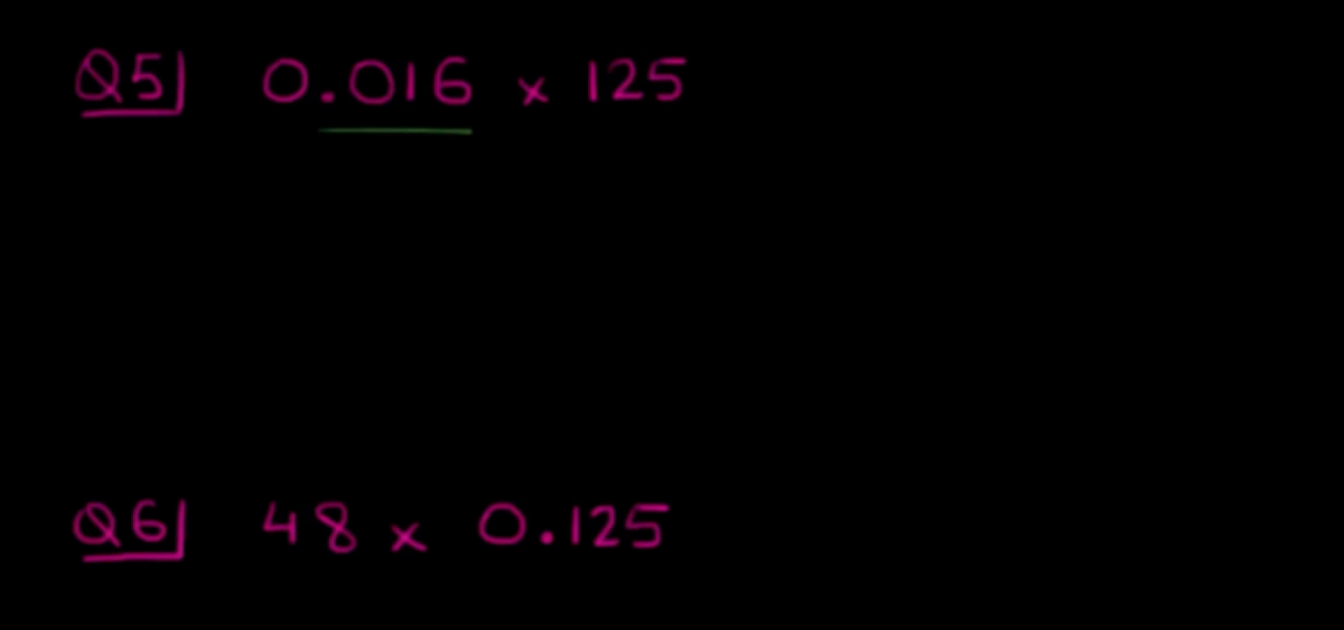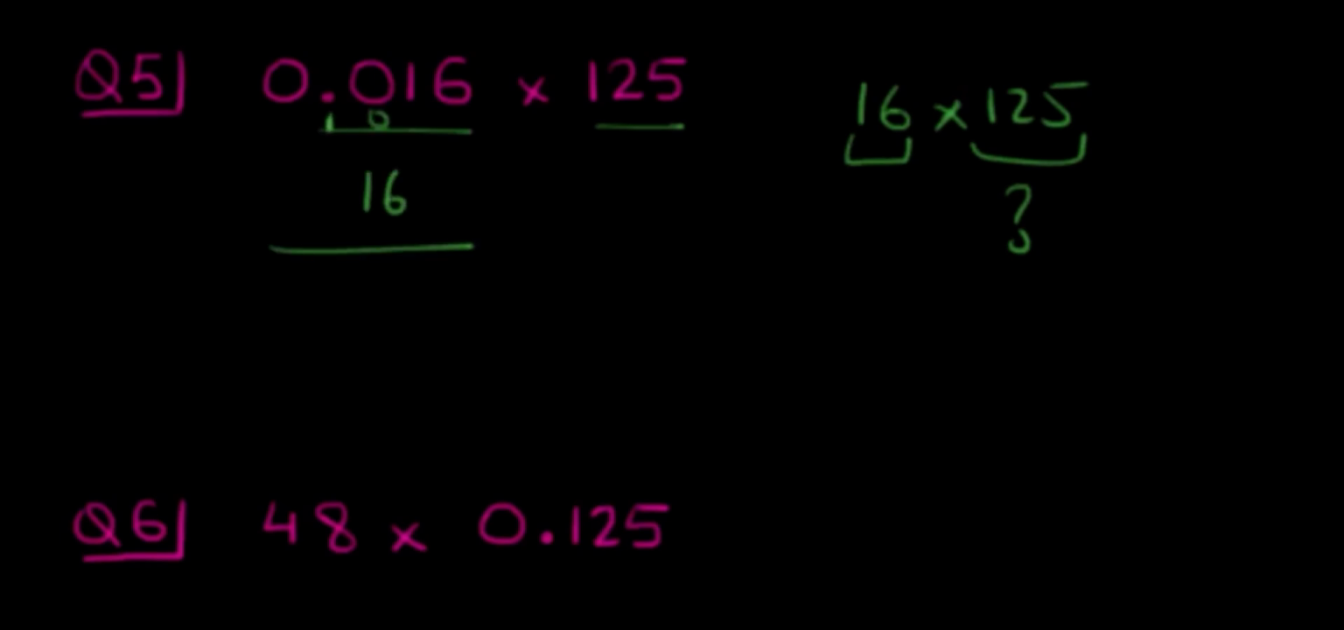Again, I've got a decimal and I've got a regular number. What I could do is just multiply 0.15 by 16, ignore the decimal, multiply the 16 with 125. I could do that, but that doesn't look very easy to my mind because this number is very big. I can't think of anything that would give me a shortcut. So what I would do is rewrite this as a fraction. 16 over 1,000. So that's my new question.